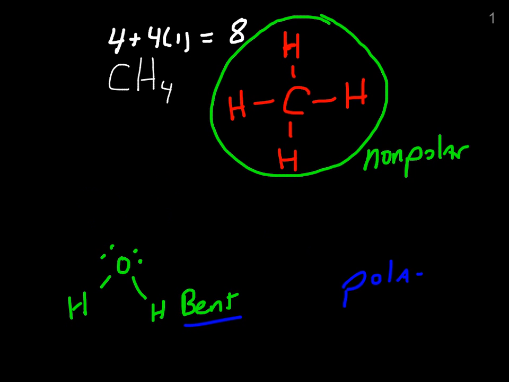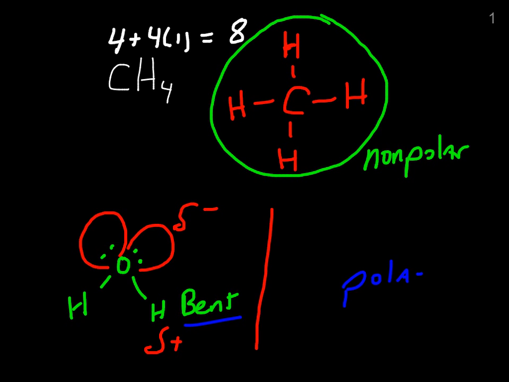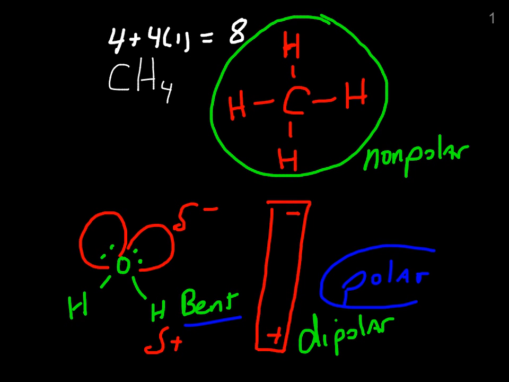I can say, all right, I have a really high density of electrons on one side of it. That density of electrons imposes a partial negative charge. And when I have a partial negative charge, it induces a partial positive charge on the other side. So I end up with something like a big bar magnet, a negative side and a positive side. That is called a dipole. And if a molecule has a dipole, or a dipole moment, it is going to be polar.